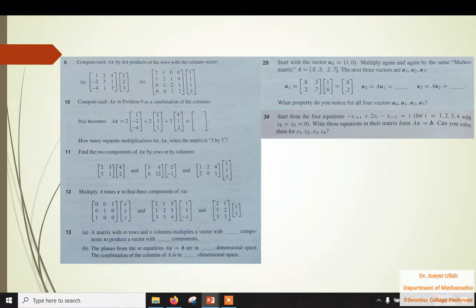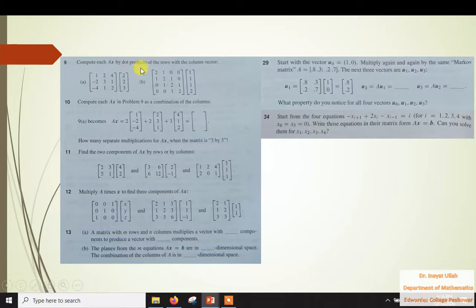The question is, compute each AX by dot products of the rows with the column vector. We have studied how we could multiply 2 matrices with the help of dot product of rows and columns. So how could you multiply? This first row dot this first column is the first row of the resulting matrix, and this second row dot this column is the second row. Similarly, the third row dot this column is the third row.